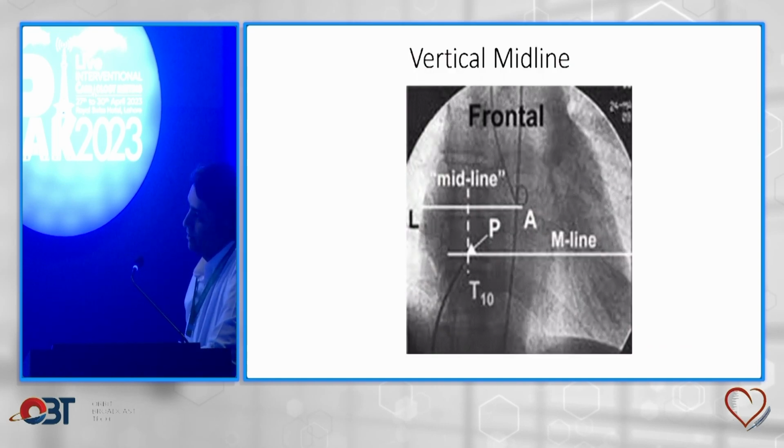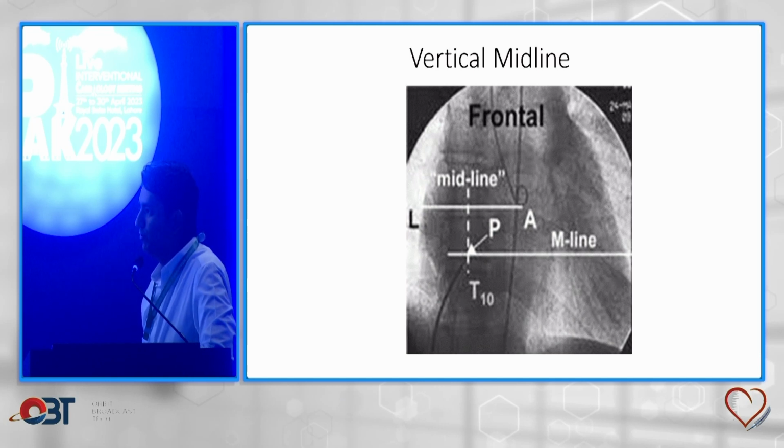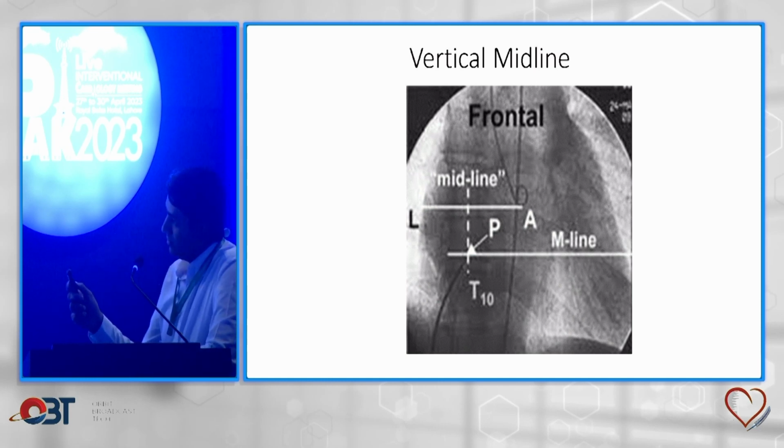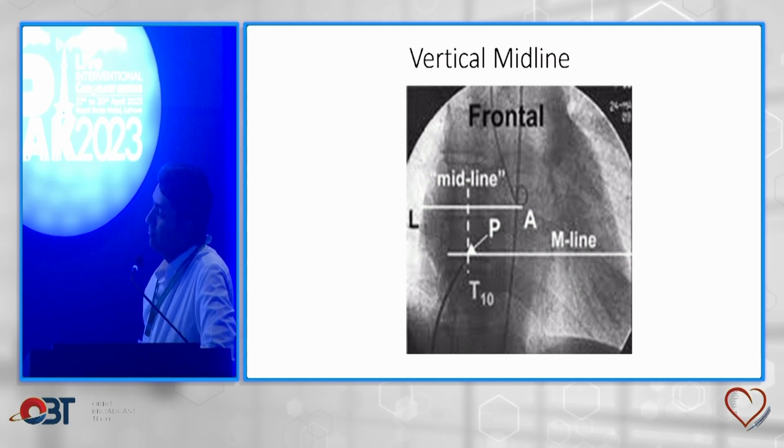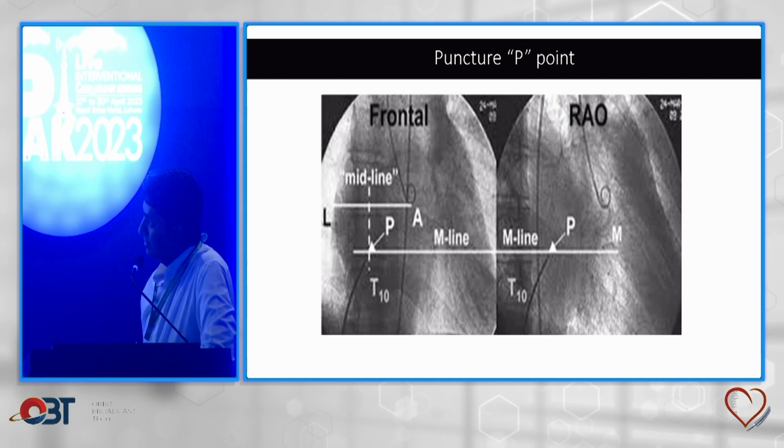Then the vertical midline. The horizontal midline was in RAO view. This is in the frontal view, from the base of the pigtail catheter to the extreme right border of the heart. In normal, this is formed by RA, but in mitral stenosis, this is formed by LA. From the center of this horizontal line, we will mark another imaginary line, the vertical midline.